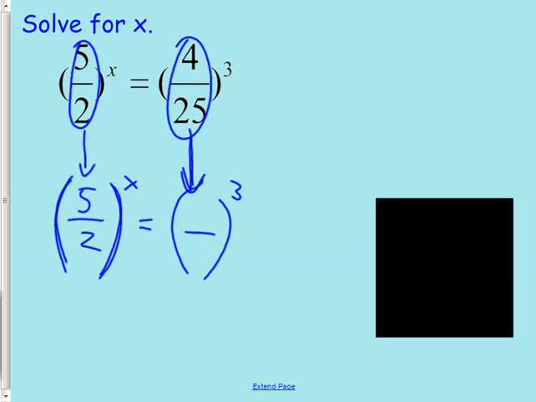Okay, maybe you don't understand why, but these numbers right here can be turned into a 2 and a 5 fairly easy, right? How can I get these guys to turn into a 2 and a 5? I can take their square root.